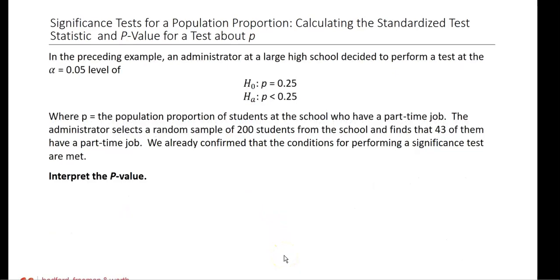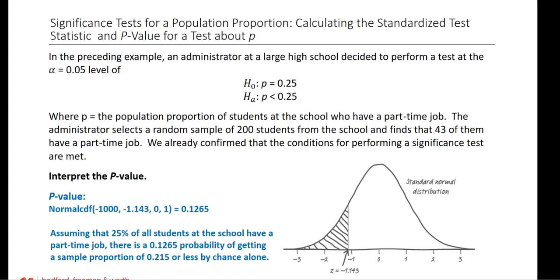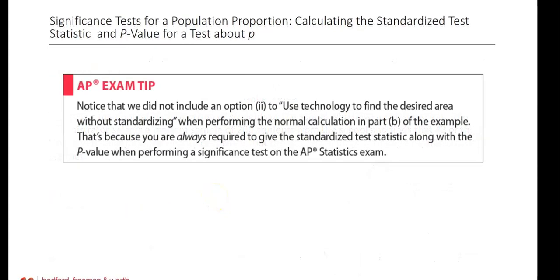Let's see what they said here. Assuming that 25% of all students at the school have a part-time job, there's a 12.65% probability or chance of getting a sample proportion of 0.215 or less by chance. That's the wording they used, by chance alone. So we want to always see the z-score there, along with the p-value. That is something important.